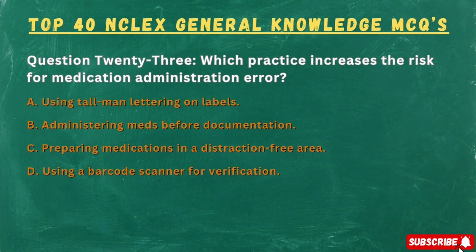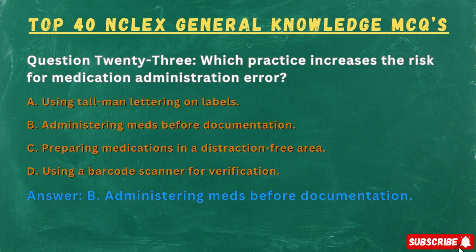Question 23. Which practice increases the risk for medication administration error? A. Using tall man lettering on labels. B. Administering meds before documentation. C. Preparing medications in a distraction-free area. D. Using a barcode scanner for verification. Answer: B. Administering meds before documentation.